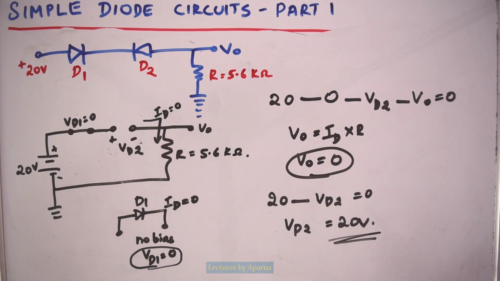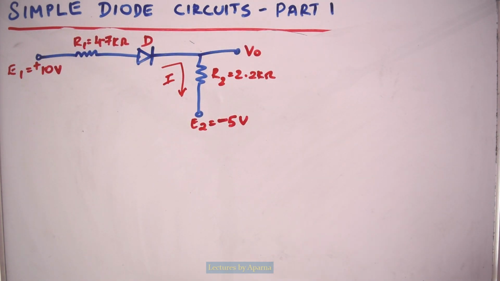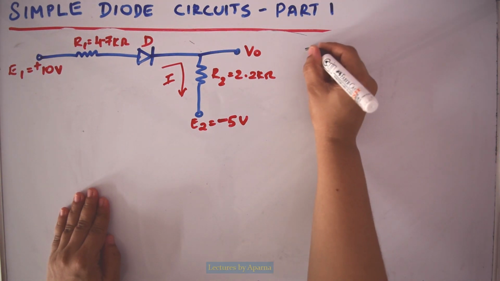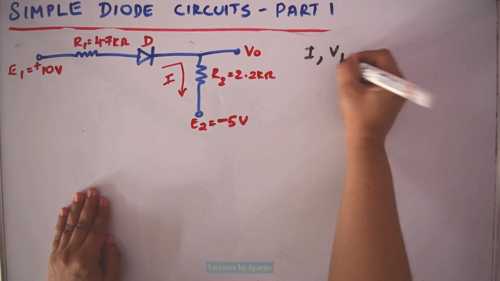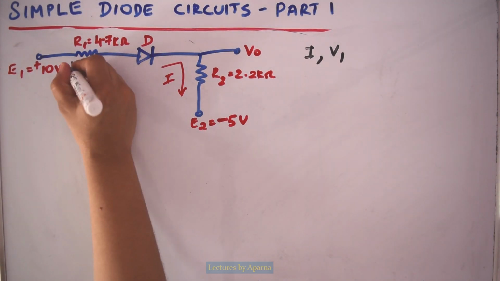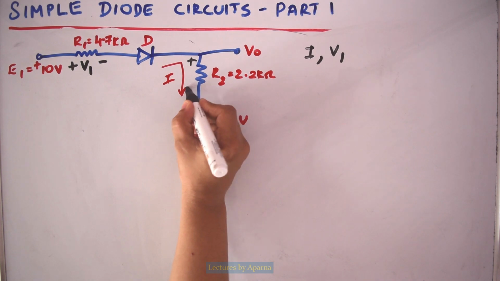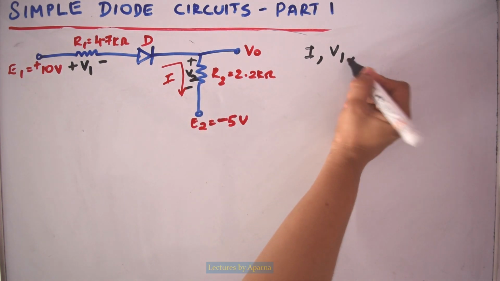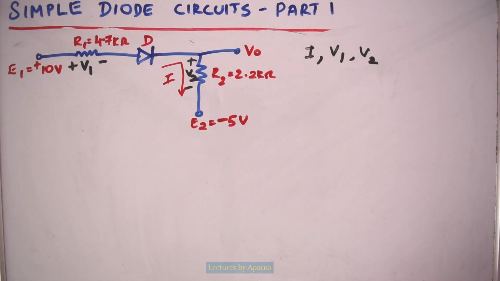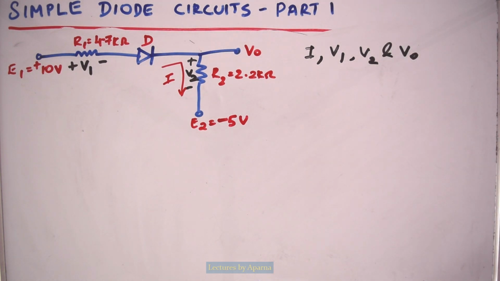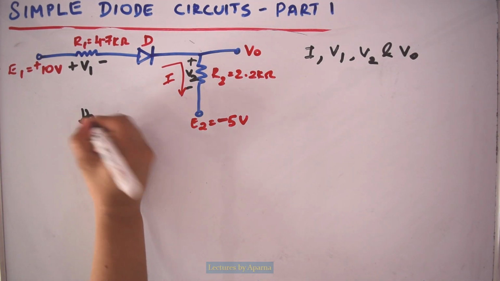Now let's see the next circuit. So here in this circuit we have to find the value of V1, which is the voltage across this resistor, V2, and V0. So this circuit can be redrawn like this.